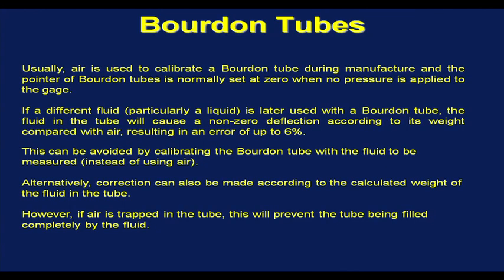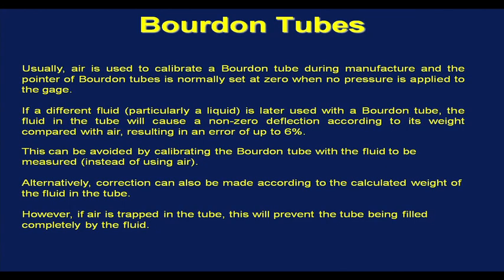Usually, air is used to calibrate a boron tube during manufacture, and the pointer of the boron tube is normally set at 0 when no pressure is applied to the boron tube pressure gauge. Now, if a different fluid, particularly a liquid, is later used with a boron tube, the fluid in the tube will cause a non-zero deflection according to its weight compared with air, resulting in an error of up to 6%.